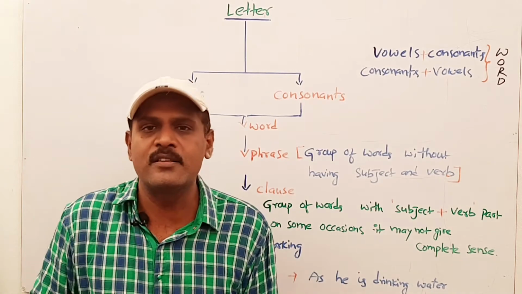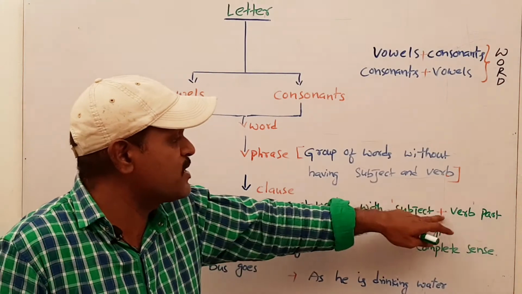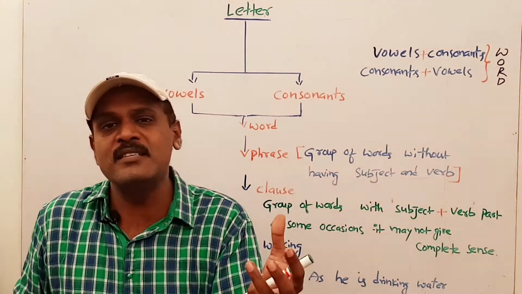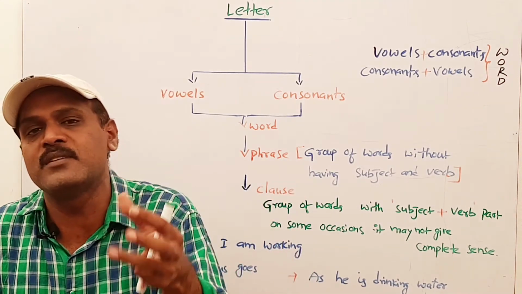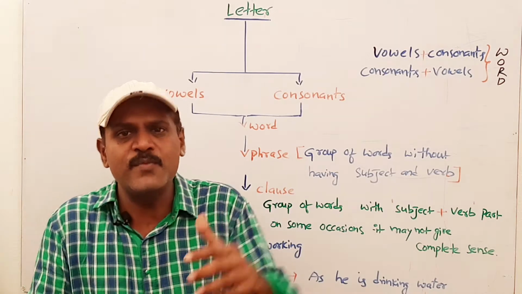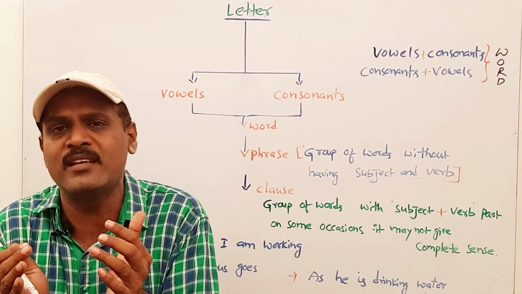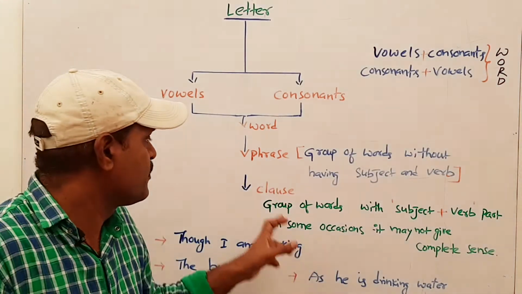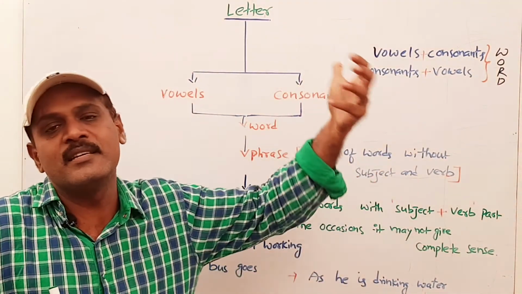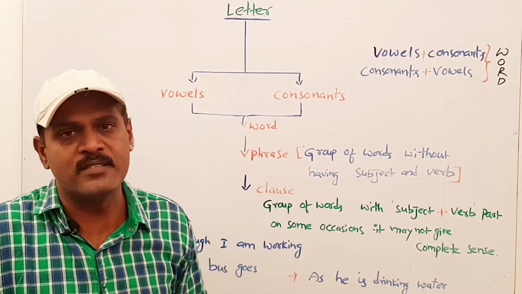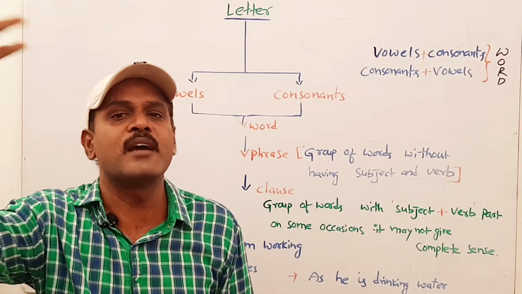Friends, next one is the clause. What is a clause? A clause is also a group of words and it has a subject plus verb unit. On some occasions it doesn't give full meaning, it doesn't give complete sense. So what is the difference between phrase and clause? Both are groups of words. The basic difference is that a clause has a subject plus verb unit, whereas a phrase doesn't. We can see some categories in clauses also, and we can learn them in coming videos.